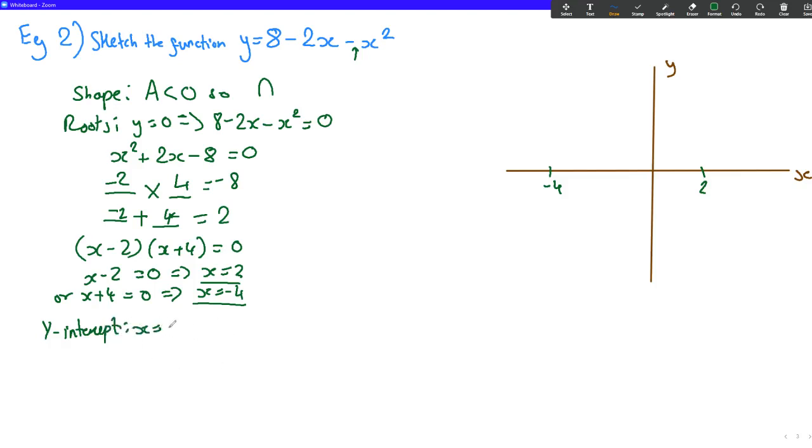Now let's find our y-intercept. Let's set x equal to 0, or we can just use the fact that it's c. So we get y equals 8. And then we can put that there. And then we have our turning point.